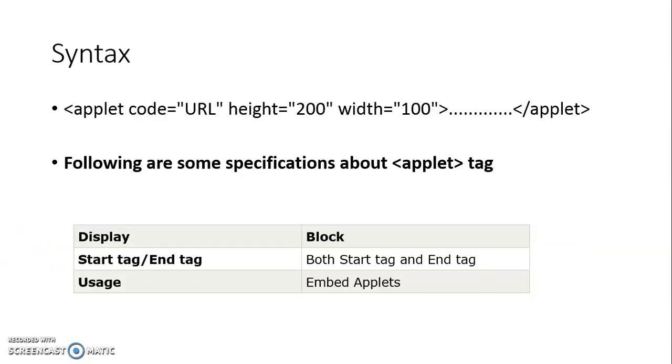Now, what is the syntax of applet in HTML? Here we have the start tag and end tag of applet. This is the start tag, this is the end tag. The most important attribute is the code attribute, in which we have to specify the URL. Then you can specify the height and width. These are the specifications of the applet tag: you have the start tag, end tag and usage. Usage is which elements of applet you have to embed.